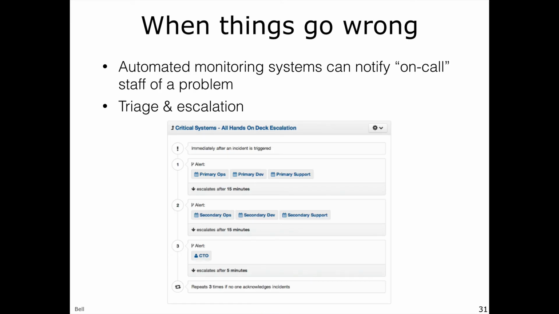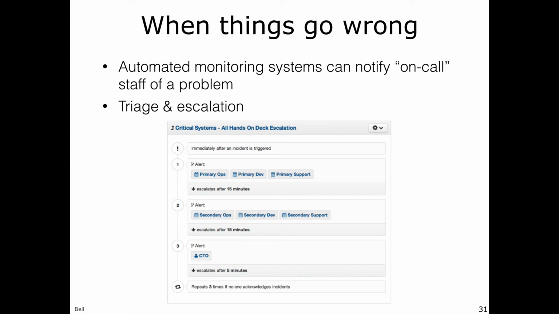In a DevOps environment, when things go wrong, it's pretty important that we have some automated monitoring system to automatically notify some on-call staff of a problem. This kind of system might be smart enough to recognize that a feature is the responsibility of some team and automatically notify that team, or you just have some on-call staff and it goes to them and then it gets triaged. But we always have some sort of triage and escalation process.